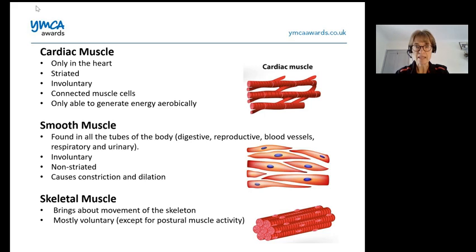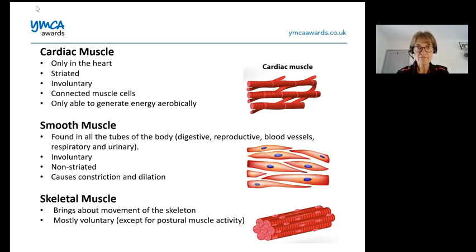So our cardiac muscle is only found in our heart, and another word for it is the myocardium. Now it's striated, which is another word for stripy, and you've probably heard that in skeletal muscle that it's striated. And this stripy look of it is created by the sarcomeres that are the contractile elements of muscle. It's involuntary, we have no control over it. It connects to muscle cells and it's only able to generate energy aerobically. So the heart doesn't have an anaerobic capacity. It must have an ongoing supply of oxygen to function.